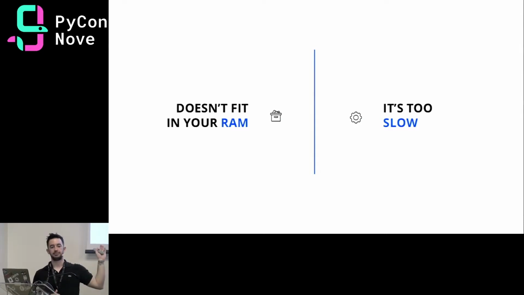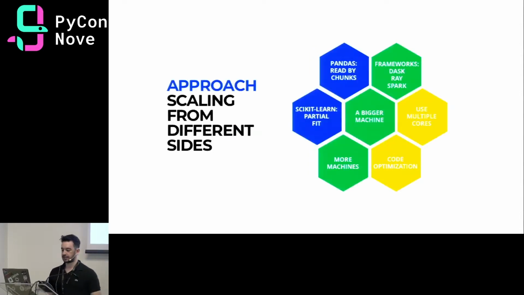Now, of course, there are many different reasons. You need to dig into this. But let's try to approach scaling from different sides. The blue hexagons are the techniques that you can use when you have just one machine, for example. The yellow ones are the ones that you can use when you have multiple cores or multiple machines. And in the middle, you have a solution that you can use to face both problems.